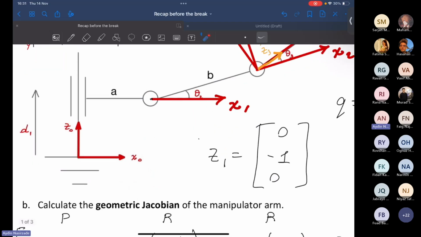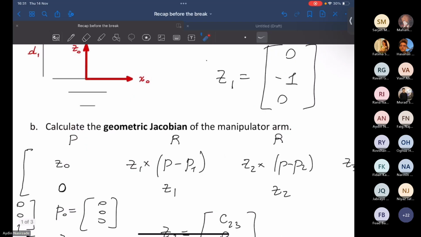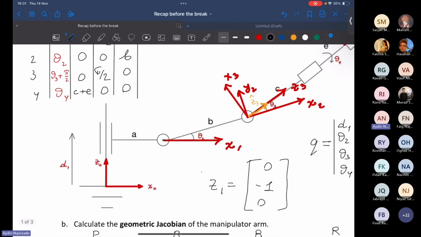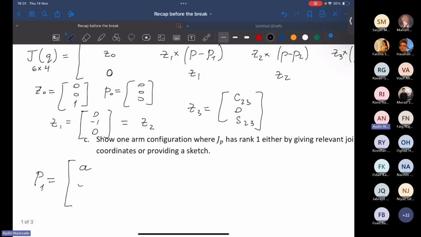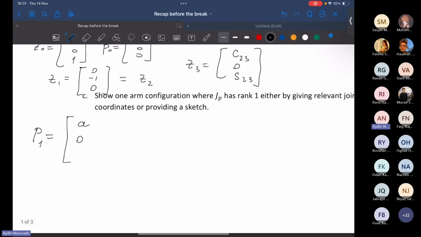What is the x projection of this point? A, right? A. I hope everyone agrees. What else? Along Y0, the projection of O1 is 0, right? It has no projection, so it's going to be 0. What about Z? It's going to be D1, which is a variable. This is my P1.